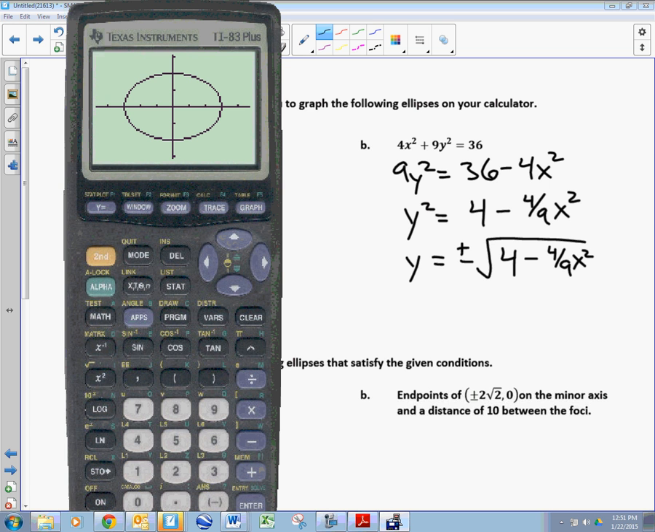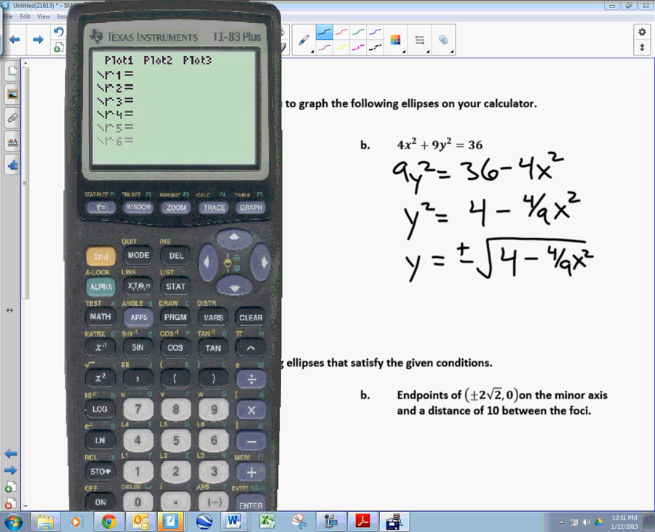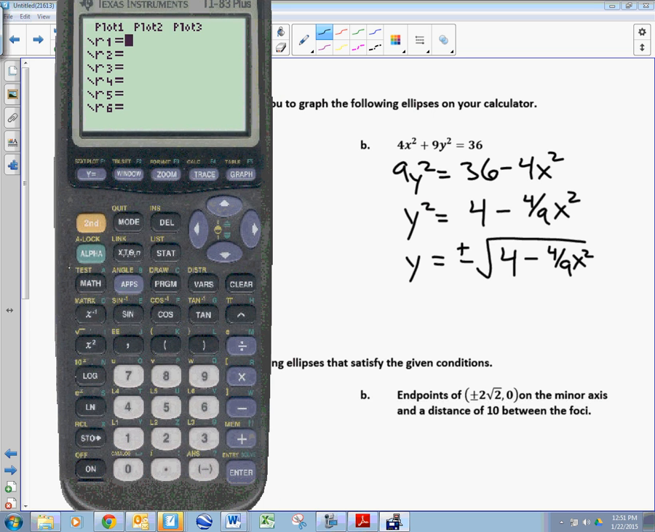So you need to be able to do both of them if you want to graph it as a function. There are other ways that your calculator can graph things that are not functions, but it's a little bit more difficult.